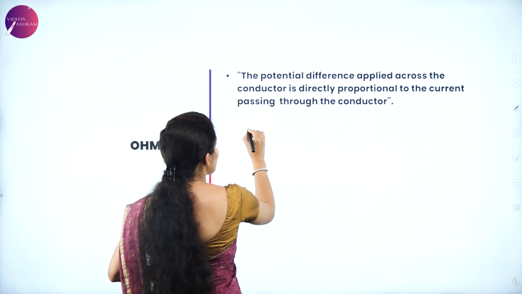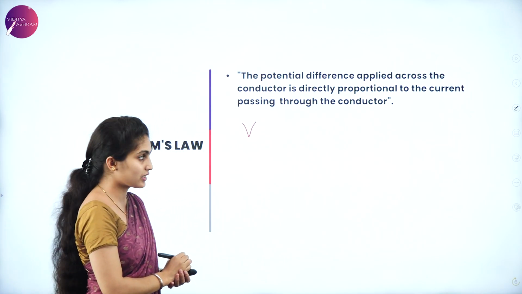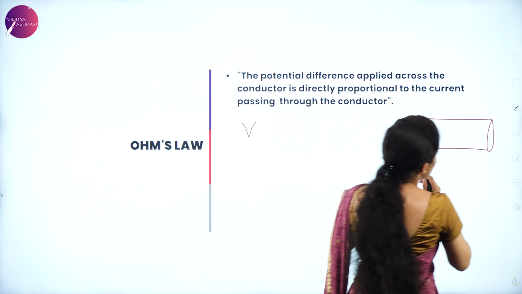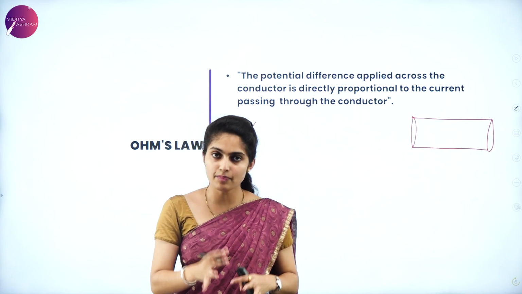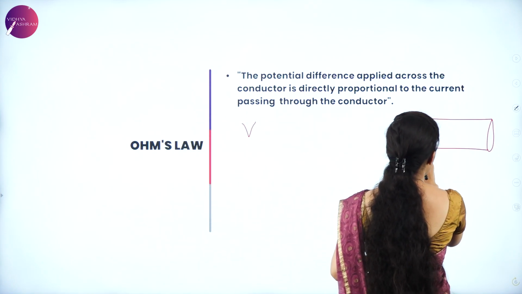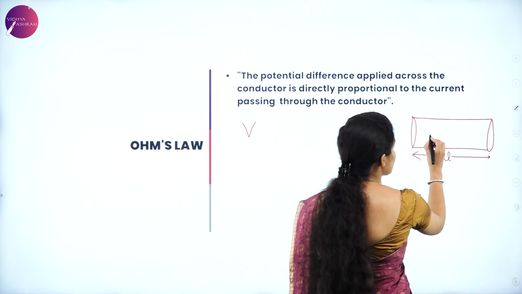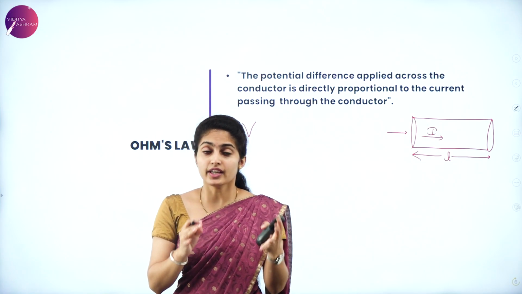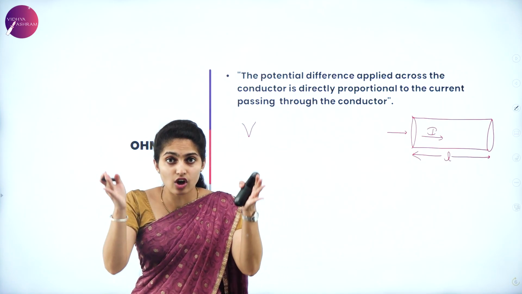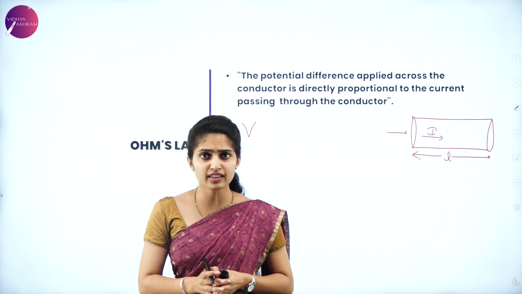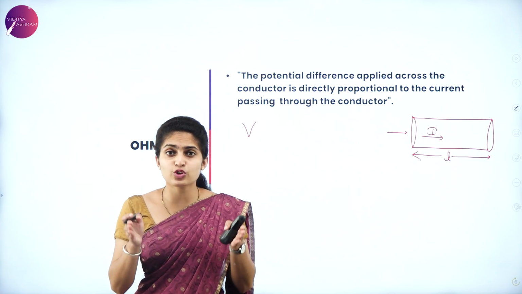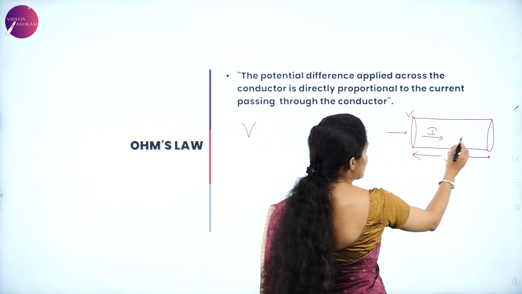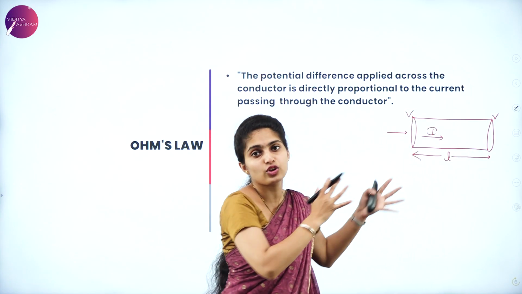Ohm's law tells that the potential difference across the conductor, that is, we have a conductor over here, which is a tube-like structure. Suppose this object is a conductor having a certain length, call it L, and current I is flowing through the conductor. When the current is flowing, there is a potential difference across the two ends of the conductor. That potential difference across the ends of the conductor is given by V.